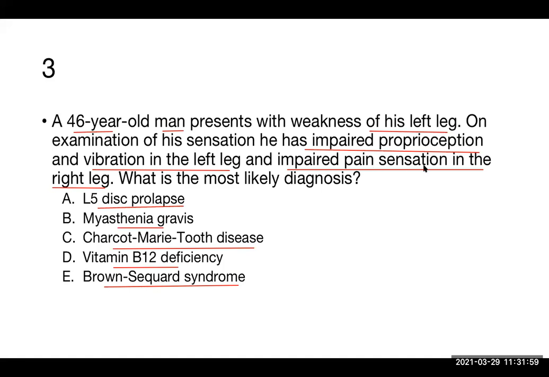And that's why the impaired pain sensation has occurred on the right side. So this is the explanation. The cause of Brown-Sequard syndrome may be some trauma, and some compressive lesion on that side. Sometimes the question may be asked like that.